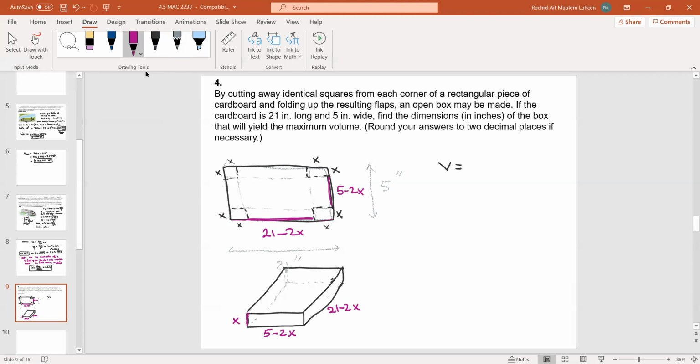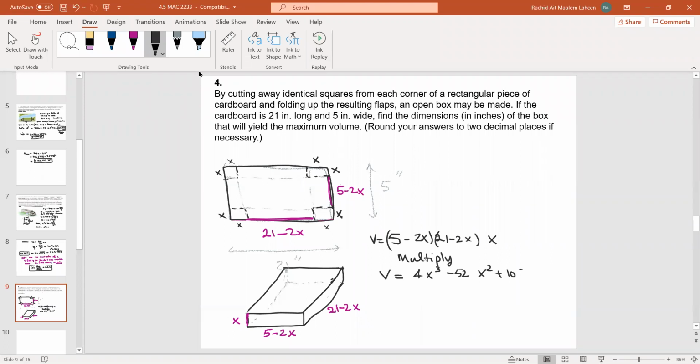So the volume is going to be that 5 minus 2x, the width, times the length, times the height. So multiply all these. Maybe pause the video and multiply so you can check. You should get 4x cubed minus 52x squared plus 105x.